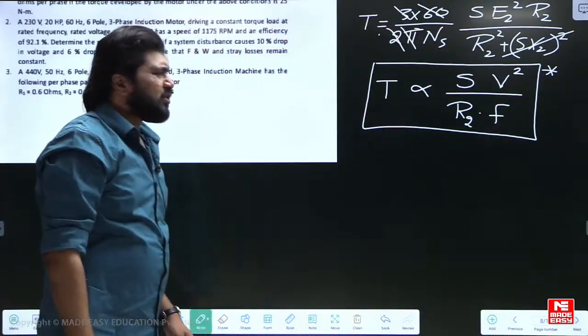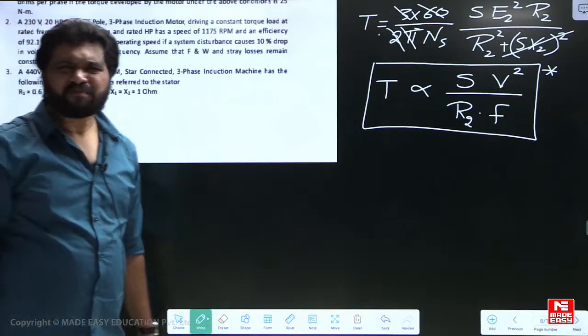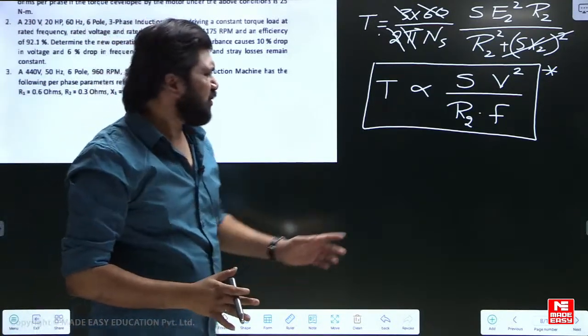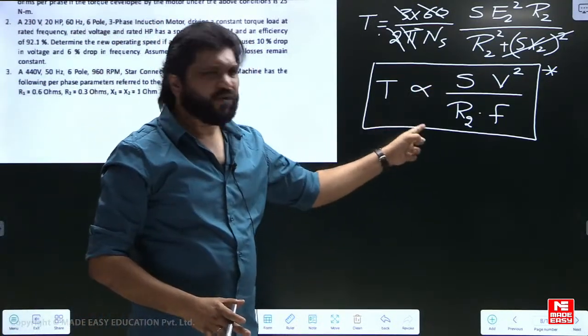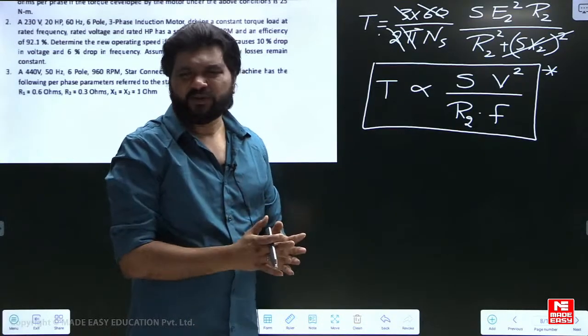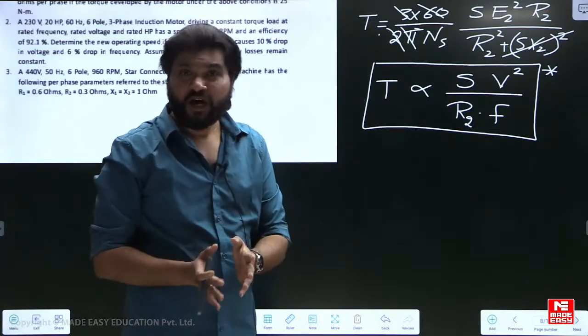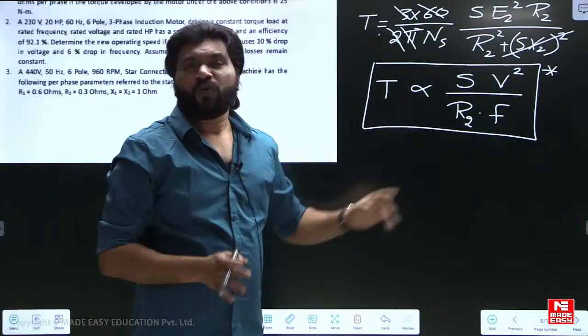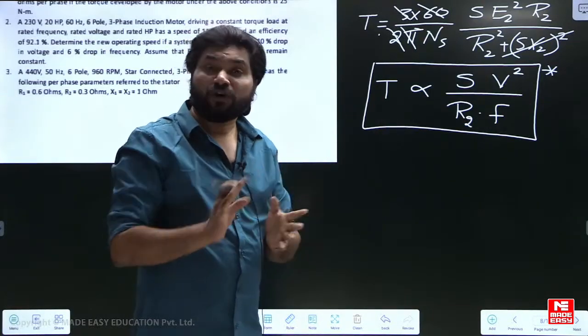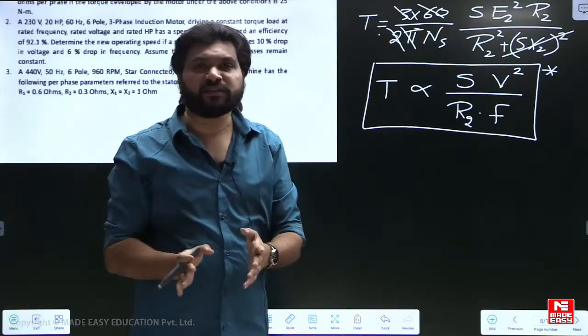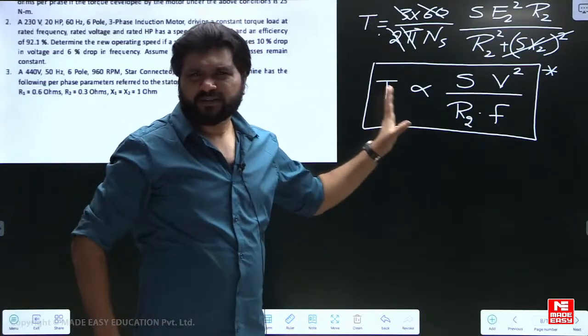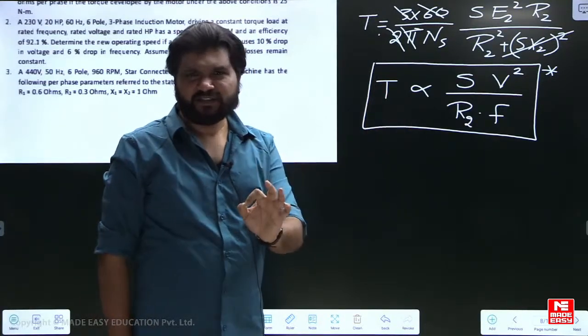Generally, induction motor questions pertain to these things. If a question contains changes in V, changes in V and F, or changes in R, what will be the change in slip for given torque conditions? For all those questions, this formula is the best used formula.